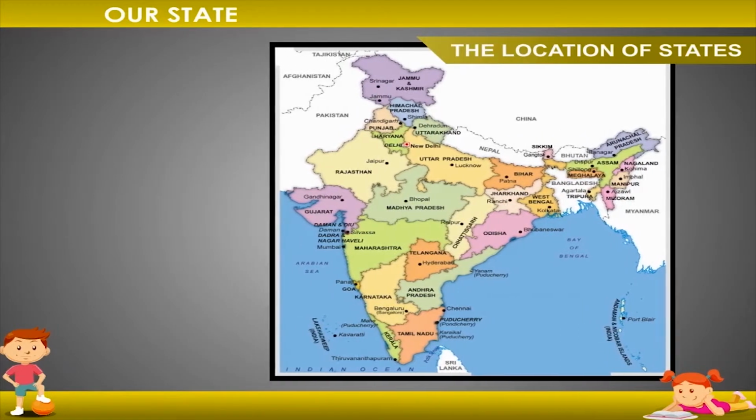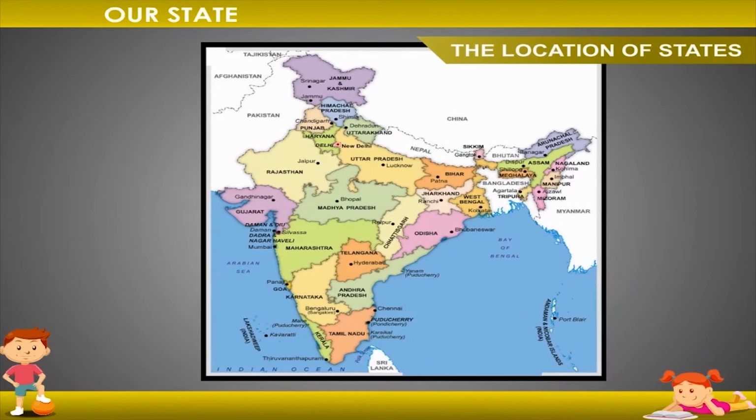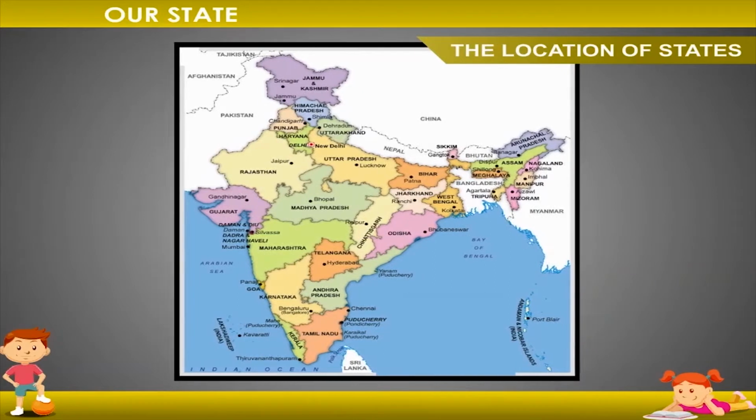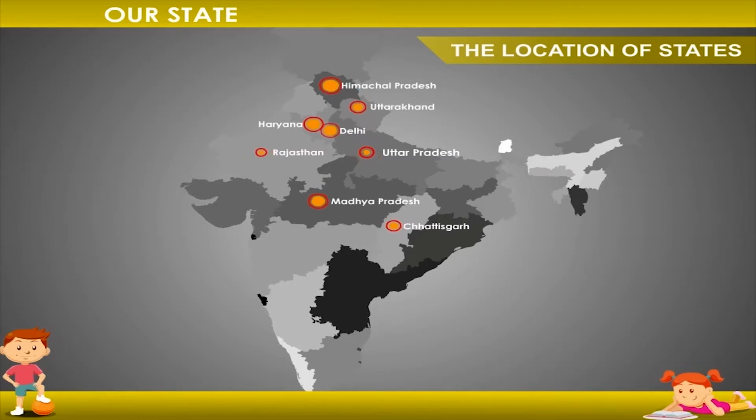Each state has different neighboring states. Few of the Indian states lie on the international border. Uttar Pradesh is the only state in India having the maximum number of neighboring states. Uttar Pradesh shares borders with 9 states. These are Uttarakhand and Himachal Pradesh in the northwest, Delhi, Rajasthan and Haryana in the west, Madhya Pradesh in the south, Chhattisgarh in the southeast, and Bihar and Jharkhand in the east.